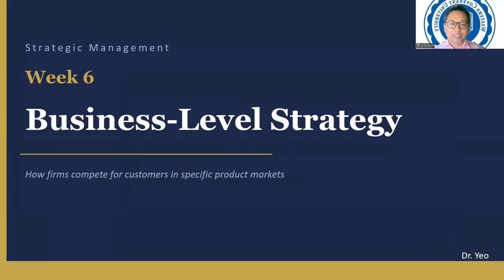Welcome, everyone. Today, we begin week 6 topic, business level strategy. This is one of the most practical chapters in strategic management. You already know that firms need resources and capabilities, and that the external environment matters. Today, we answer the big question: how does a firm actually compete in the market?